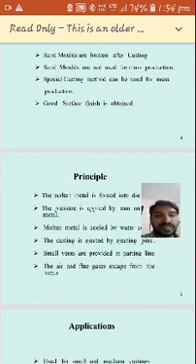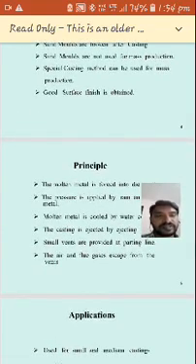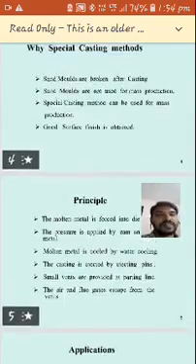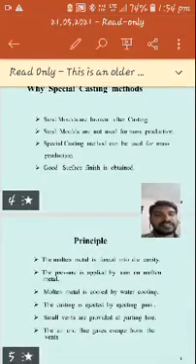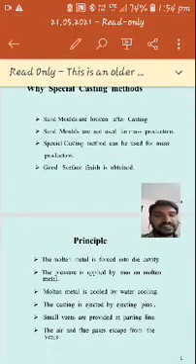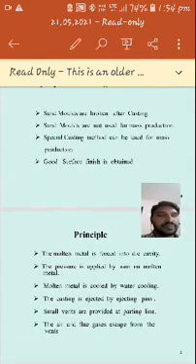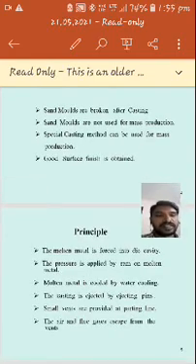A good surface finish is obtained. That is the reason why we adopted special casting. The surface finish is one of the main purposes: it will be very good, and it is used for mass production. Generally there is no need to break the mold, so we can use it repeatedly. These are the purposes, and that is the reason why we adopted special casting methods.